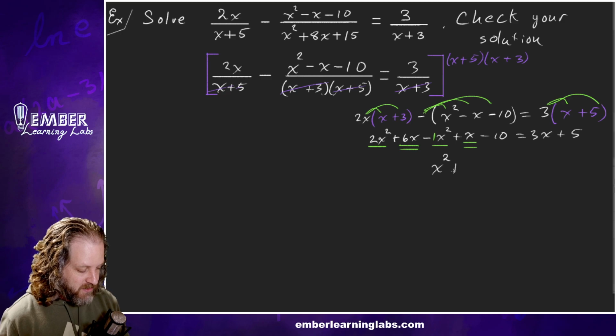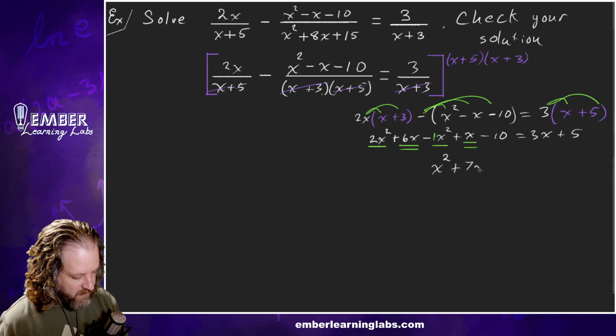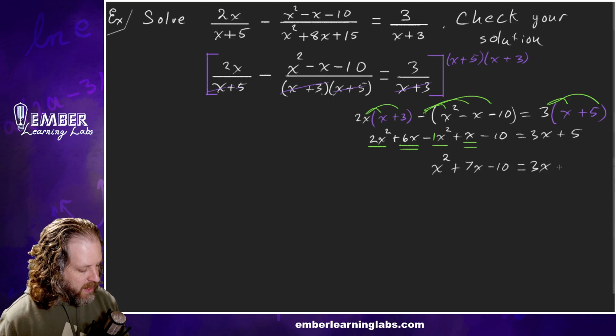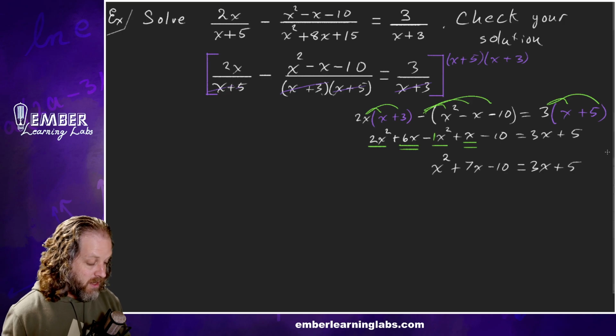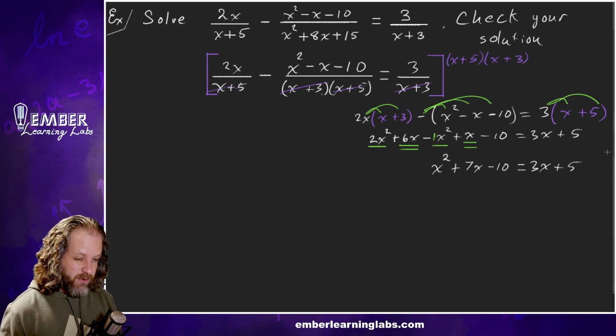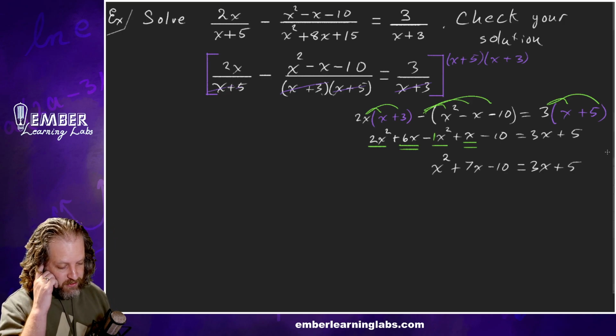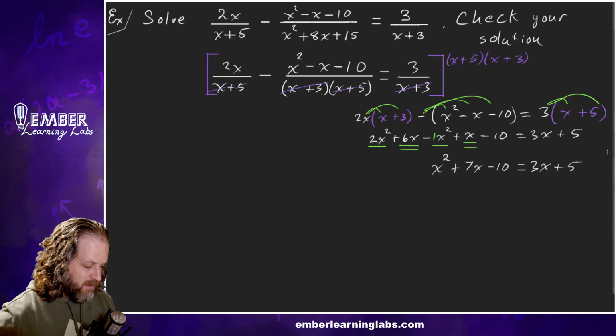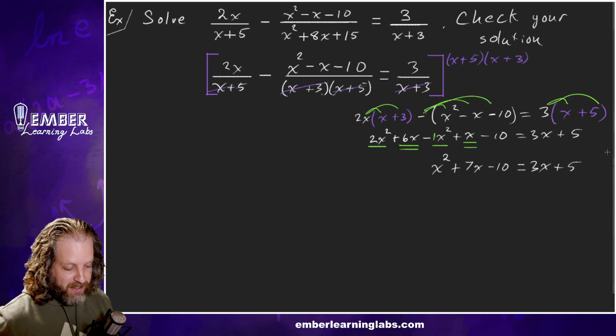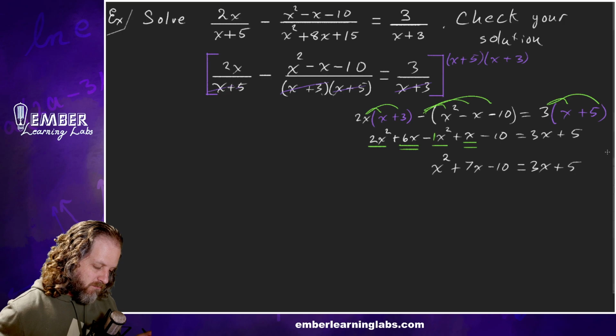6x plus x is 7x. And then just bring down the minus 10 equals 3x plus 5. Okay, so we've got a quadratic we're going to solve. We're probably going to have 2 solutions, unless we have to throw one out or something. We shall see. How are we going to solve it?